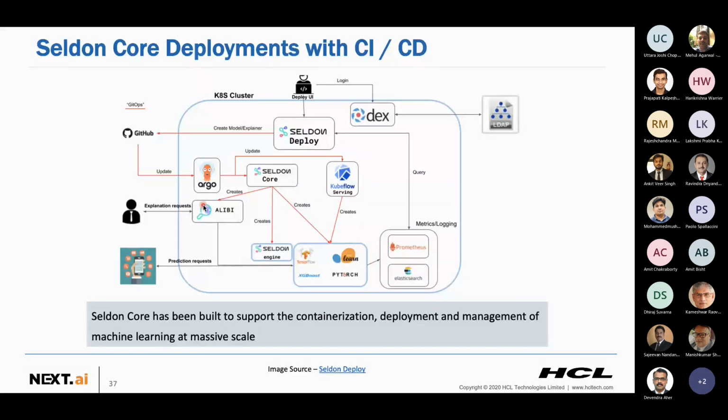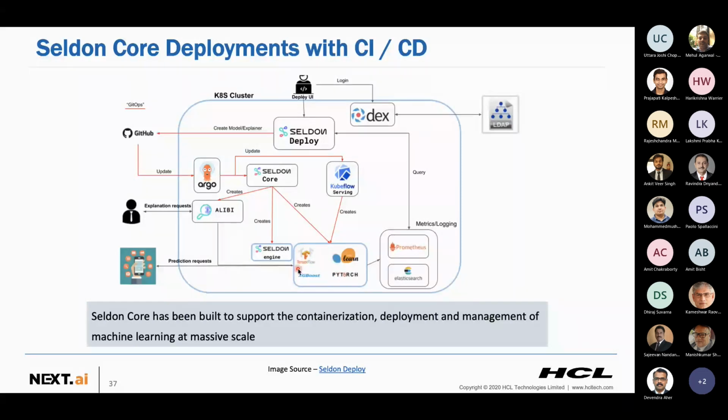Seldon Core initially would create an explainer model and deploy it on a Kubernetes cluster. It would also parallelly deploy the prediction model. The prediction model can be from any of these frameworks like TensorFlow, XGBoost, PyTorch, or scikit-learn.